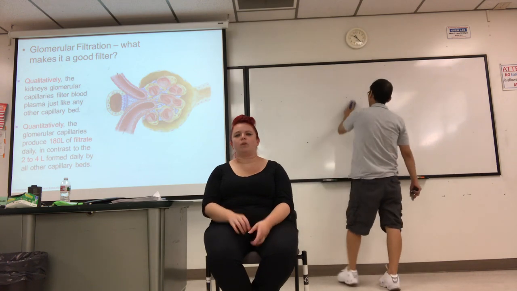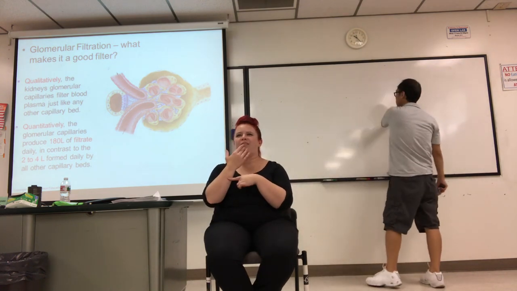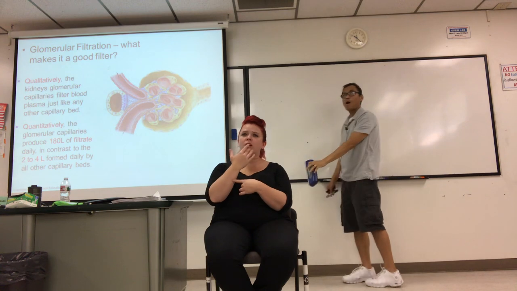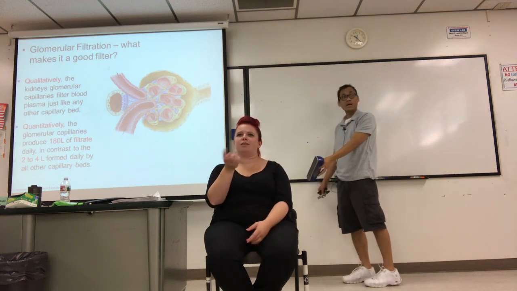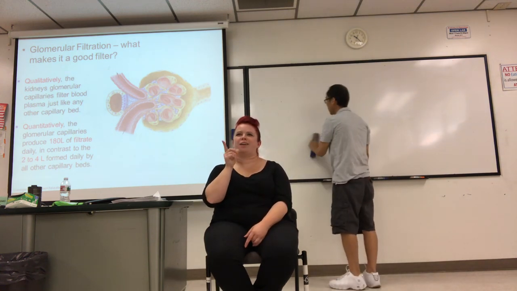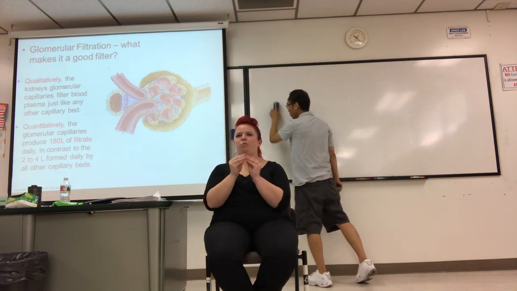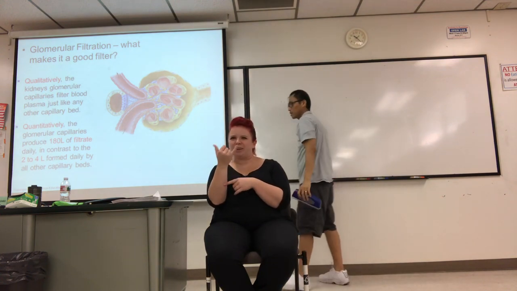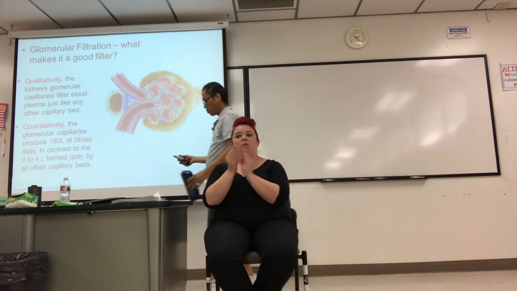You should also look at the color of the urine. A good color is like straw or dilute lemonade. That's a pretty good color. If it starts to get darker yellow, darker or even brown, you're probably dehydrated.